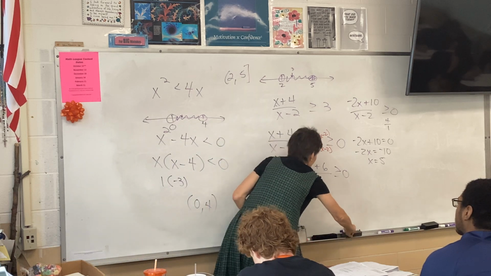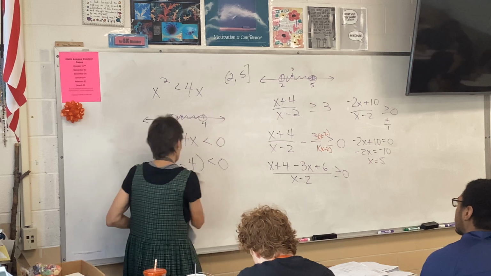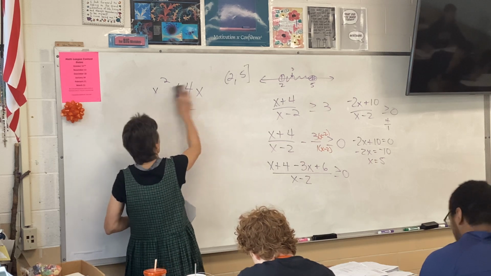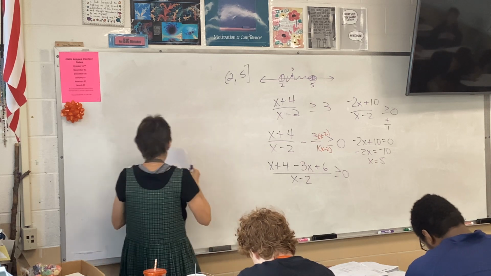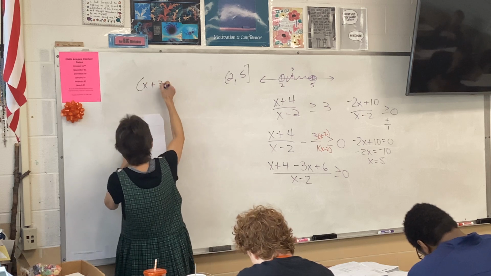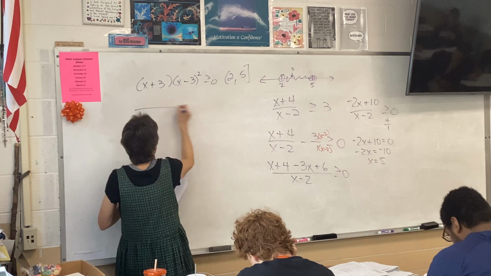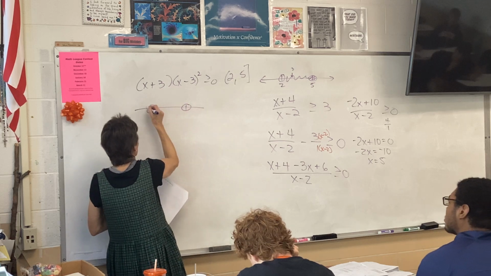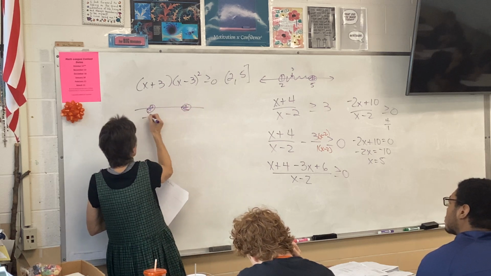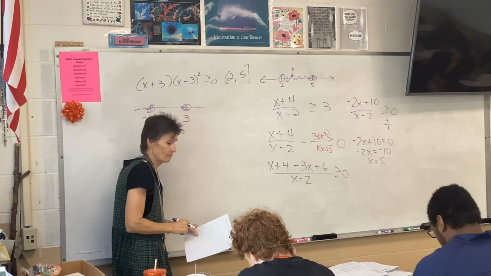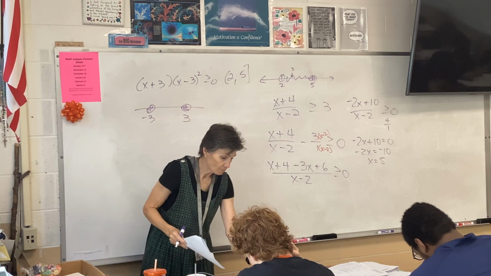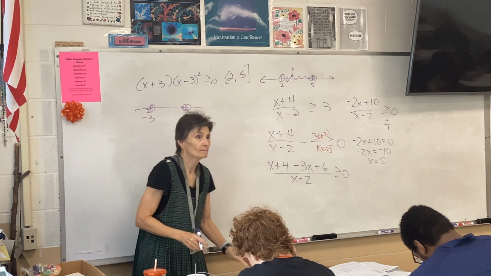All right, C is easier in one way. It's already factored for you. So I can go straight to the number line and put my dots on. They'll both be colored, negative 3 and 3. Did I go too fast there? Are you with me?